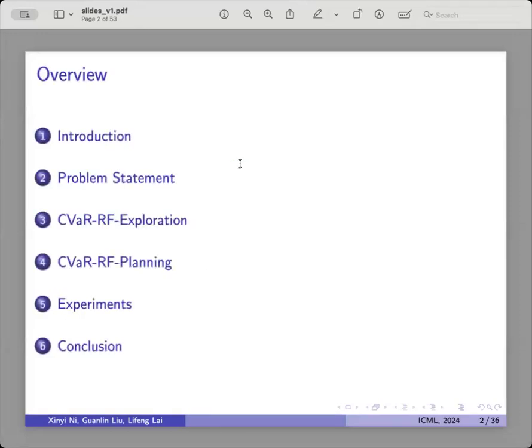Today's presentation will include these 6 parts, which cover the introduction, problem statement, the methodology we used to solve the problem, the experiments, and a conclusion.